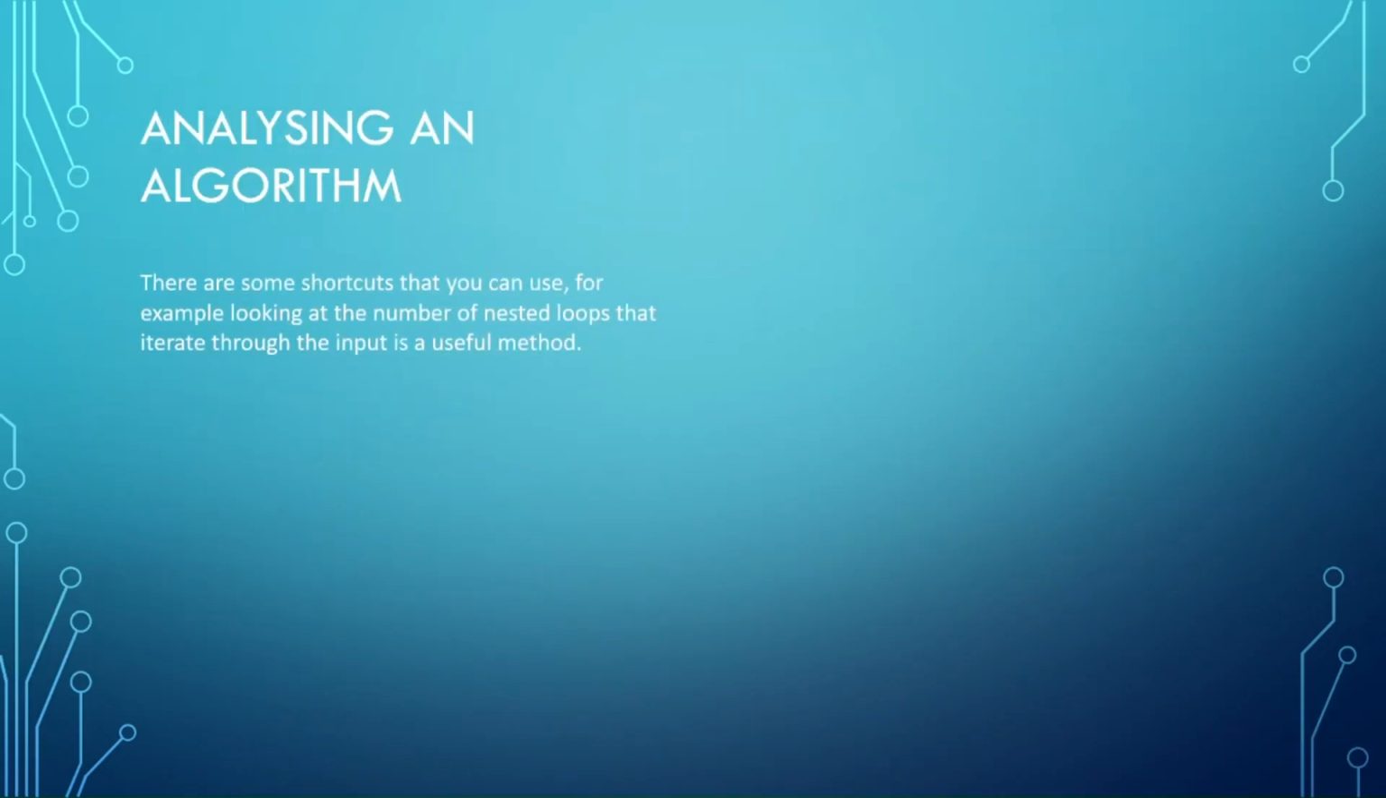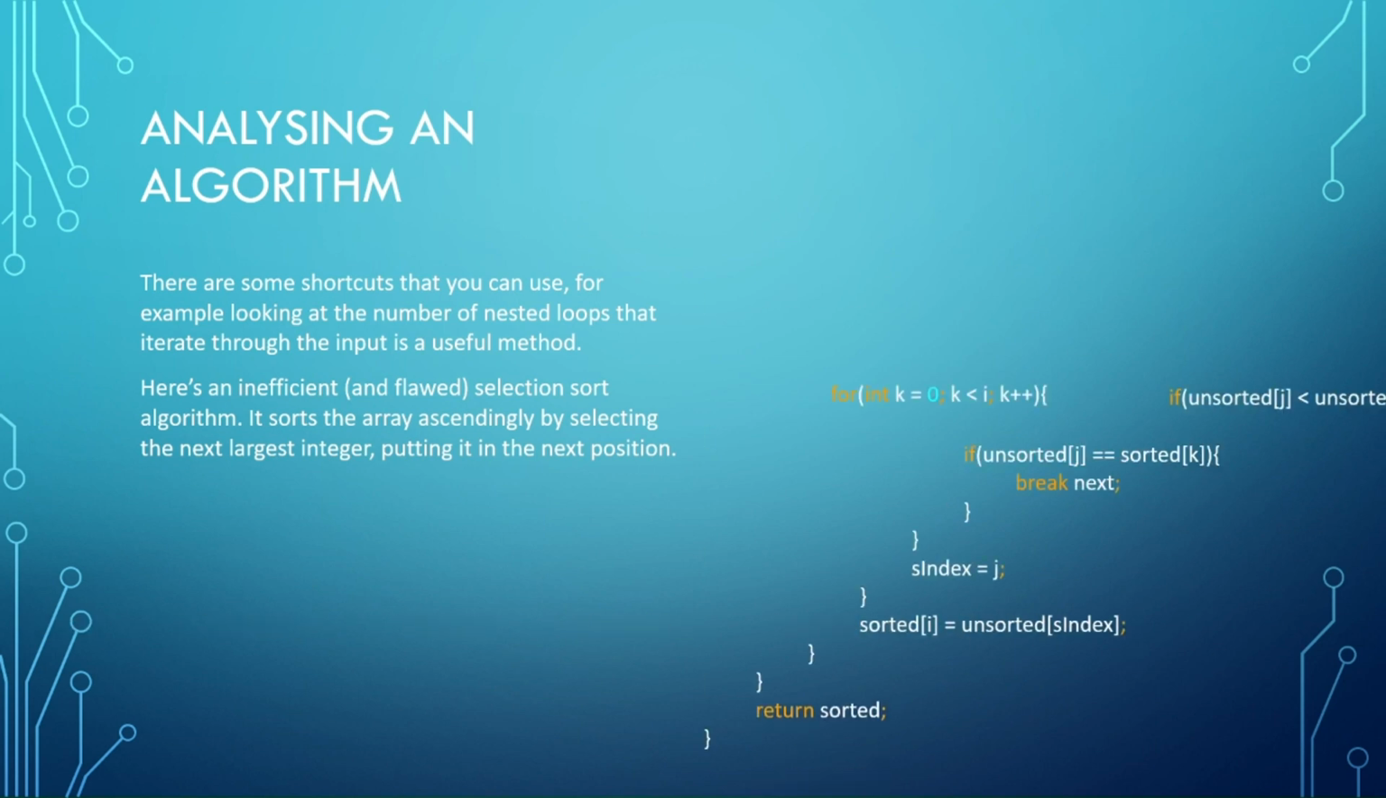So there are some shortcuts that you can use. Previously with the bubble sorts, we analysed the code. It might take a bit of time for larger algorithms, but let's see if we can use some shortcuts. For example, look at the number of nested loops that we go straight through.